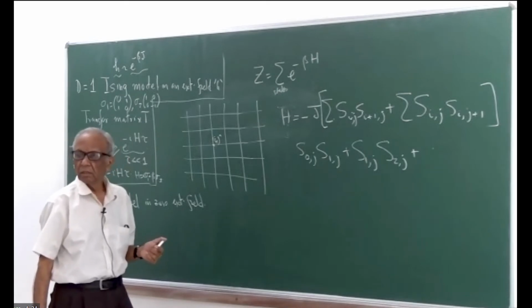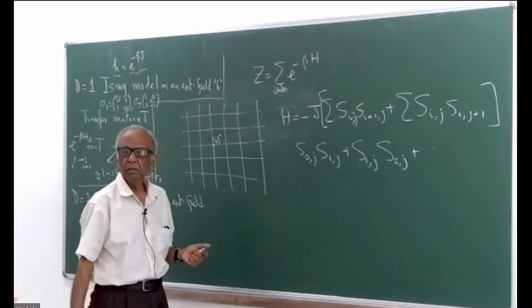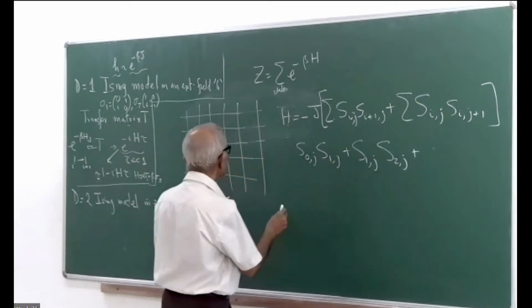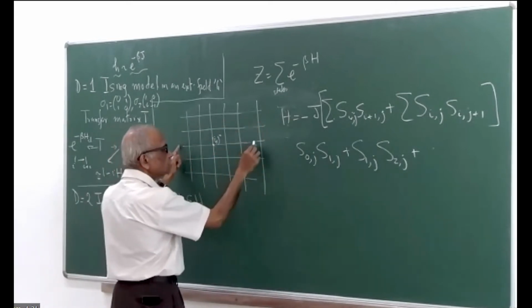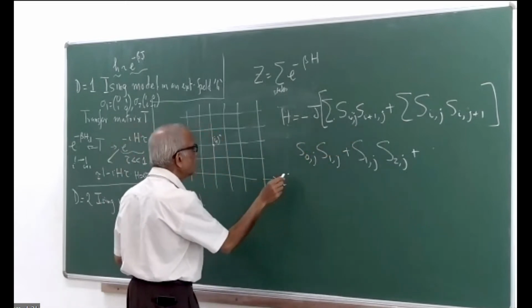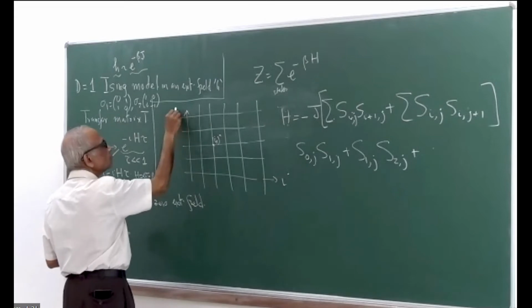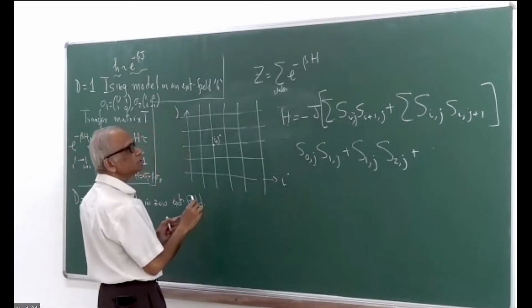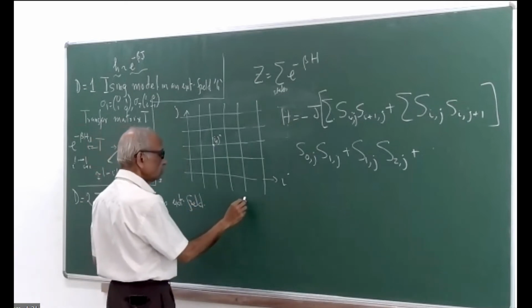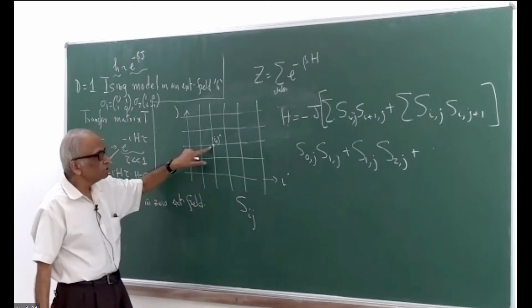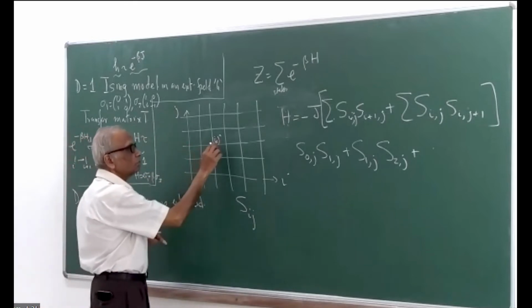And this takes care of all the interactions in this direction. So this is my i, and this is my j. This is the j direction. This is the i direction. So S_{ij}, sorry, I should have made it clear, S_{ij} is the spin sitting at the site (i, j).